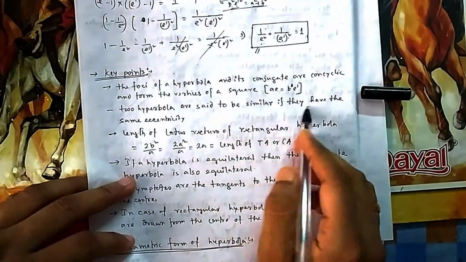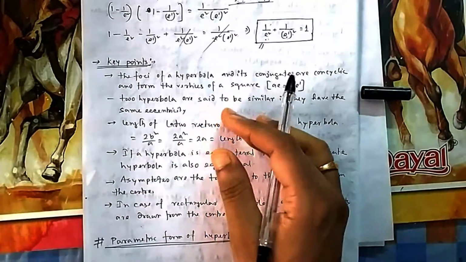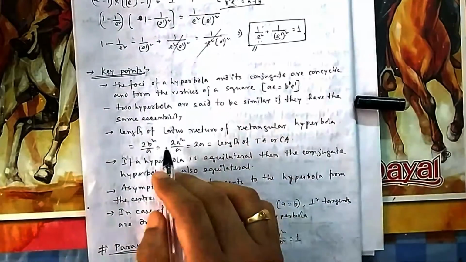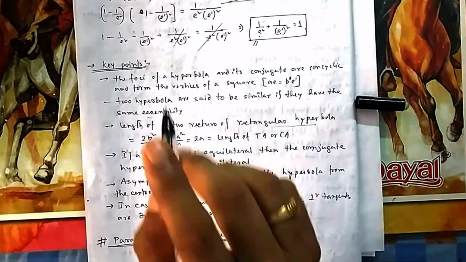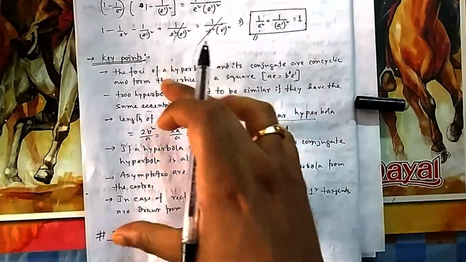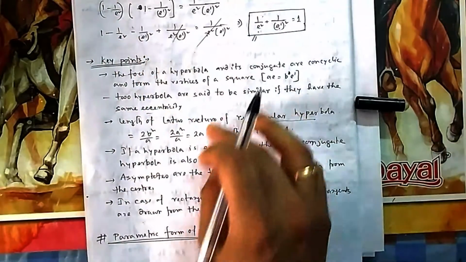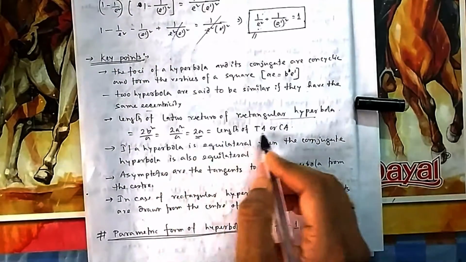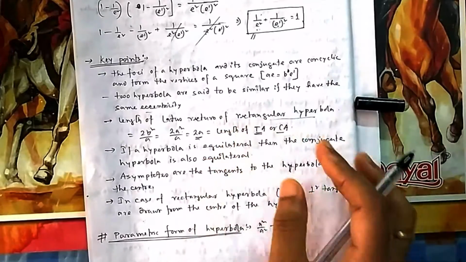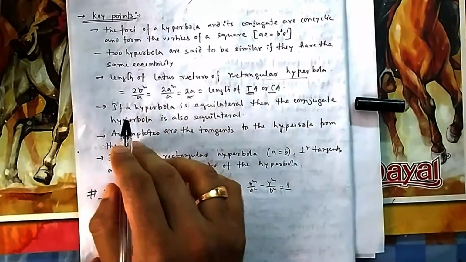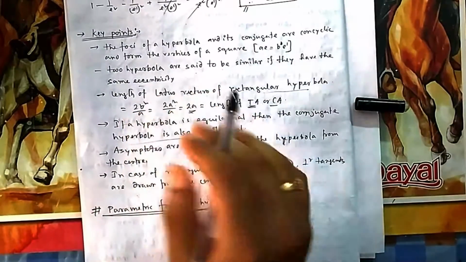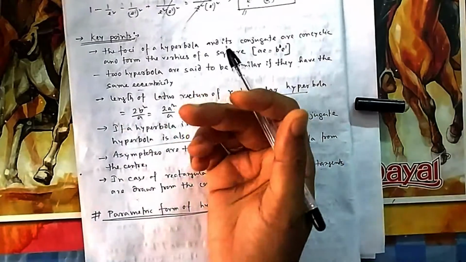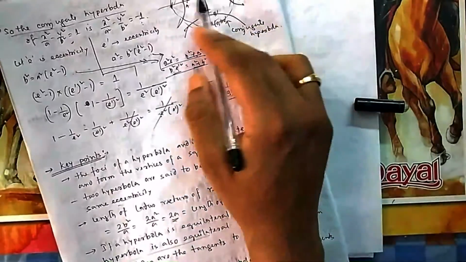Two hyperbolas are said to be similar if they have the same eccentricity. If we have any two hyperbolas whose eccentricities are the same, then we can say they are similar. Length of latus rectum of a rectangular hyperbola is 2b square by a. I am making key points from both the rectangular and conjugate. So it is equal to 2a, which is the length of TA or CA, because in the case of a rectangular hyperbola both are the same, transverse axis and conjugate axis. If a hyperbola is equilateral, then its conjugate hyperbola is also equilateral. If your original hyperbola is equilateral, that is rectangular hyperbola, then its conjugate will also be rectangular or equilateral, because both are the same.